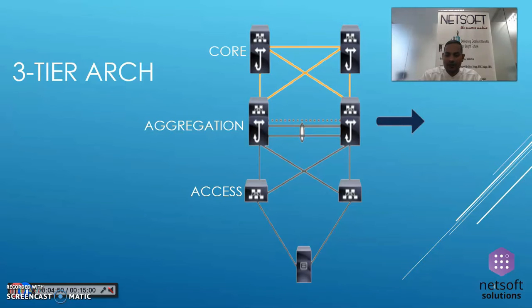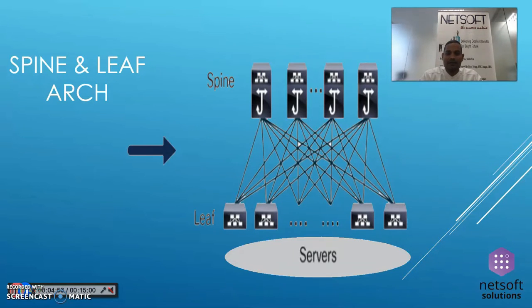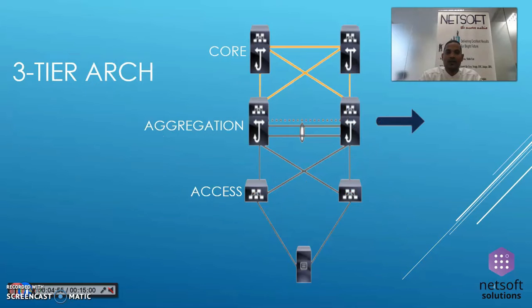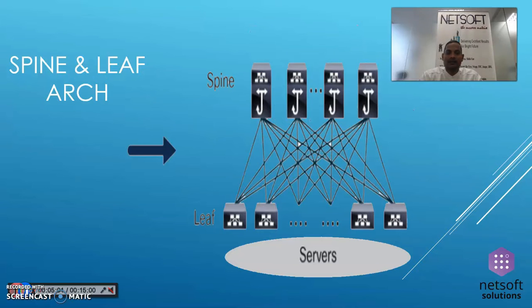But when we go to the spine and leaf architecture, you will see the core and aggregation are merged into only one level, known as the spine level. The spine is the mind of your architecture, and the leaf is like branches where you are extending; the spine gives the orders and the leaf receives the orders.